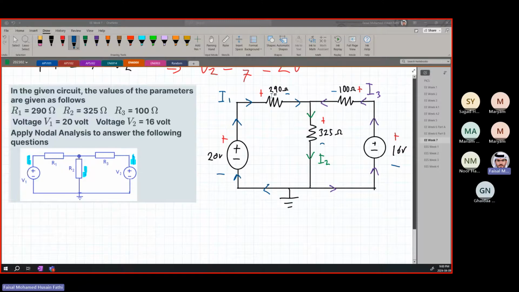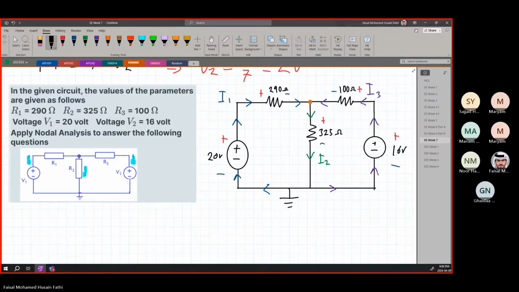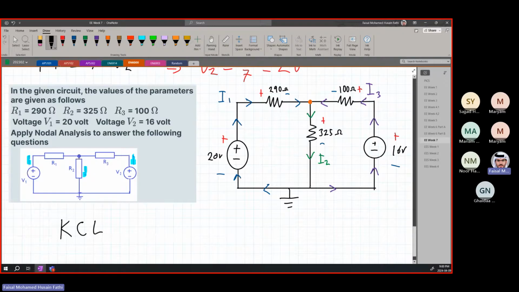Okay. We don't really need polarities in this case, because we're not looking at the current, we're looking at voltage. We're just going to use KCL. We're looking at the node over here in the middle. Let's apply Kirchhoff's current law, KCL. What is KCL? KCL says that everything going in has to be everything going out. So what's going in? I1 and I3 are going in. So I1 plus I3 are going in. And what is going out? I2. So they're going to have to be equal to I2.